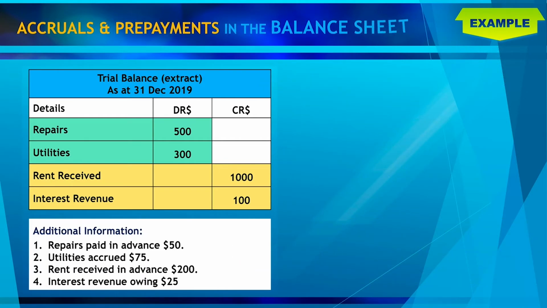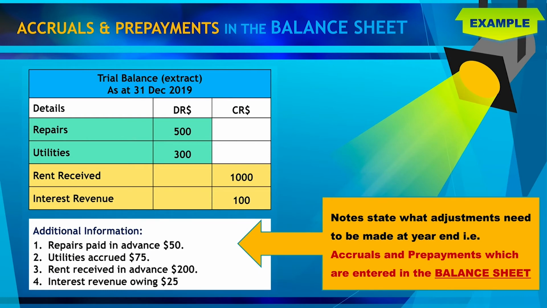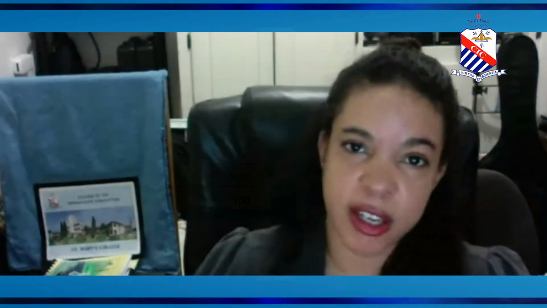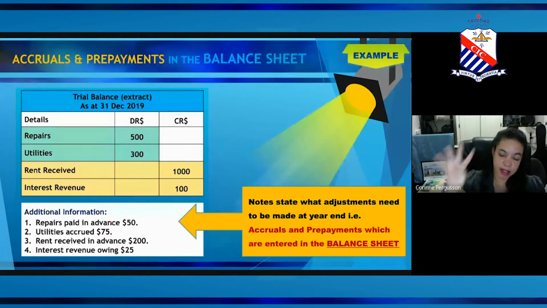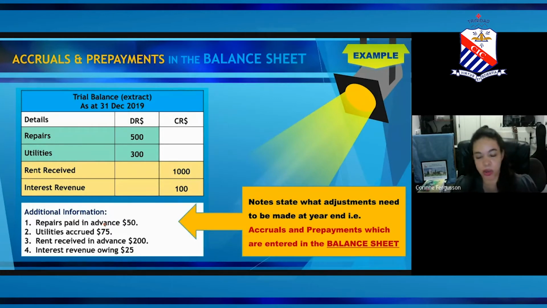But for the balance sheet, your notes tell you what the adjustments are, in terms of whether it's one of the 4 types: the accrued expense, accrued revenue, prepaid expense, or prepaid revenue. The notes tell you which accrual or prepayment it is, and this is the information you're looking for on your balance sheet. So you're not going to need to look at your trial balance in this case, unless they give you some kind of information that you have to work out your accrual or prepayment.